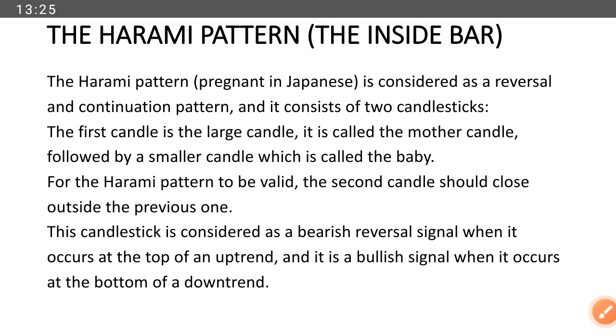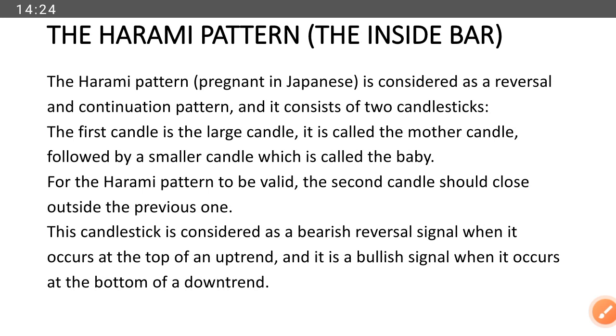The next one is the Harami pattern. The Harami pattern can also be called the inside bar. Now, the Harami pattern in Japanese is called pregnant. That's what it means in Japanese, pregnant. It's considered as a reversal and continuation pattern, and it consists of two candlesticks. The first candle is a large candle. It is called the mother candle, followed by a smaller candle, which is called the baby. For the Harami pattern to be valid, the second candle should close inside the previous one.